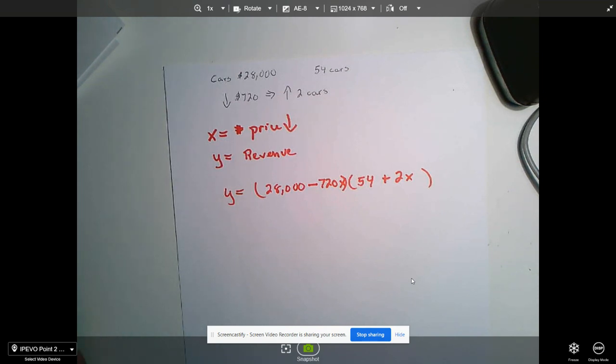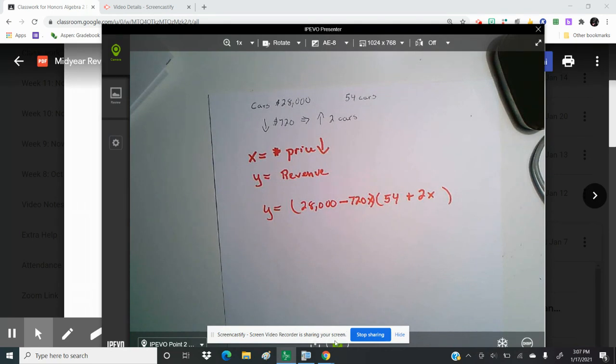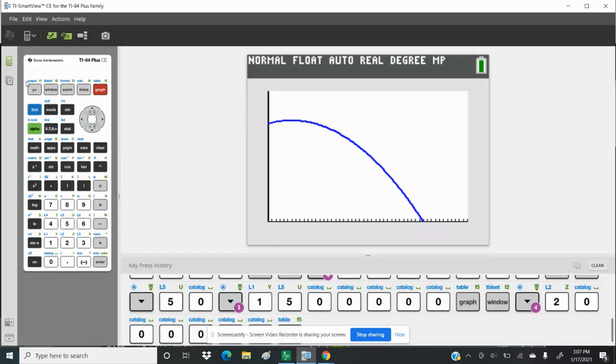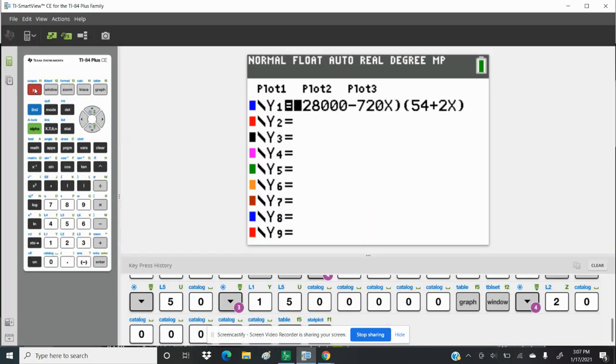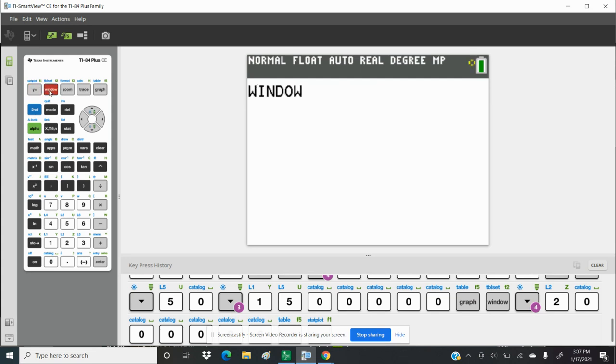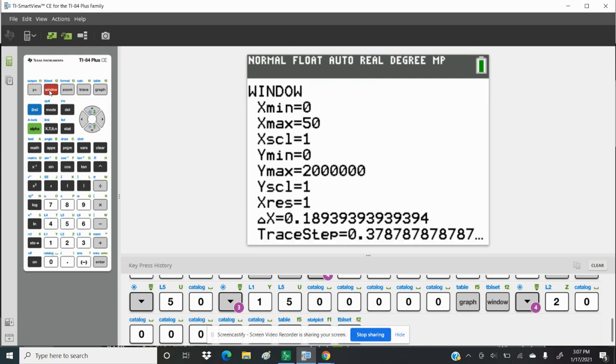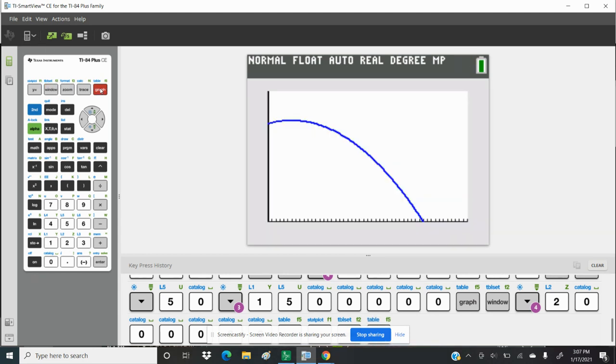So once again, you can do this algebraically or you can do graphing. I think graphing is a little bit easier. So you would go to your Y editor and put this equation into your Y editor, 28,000 minus 720X times 54 plus 2X. And you'd find a window. This one I have going, on my X's, from 0 to 50, and on my Y's, 0 to 2 million. And when you graph it, this is what your graph looks like.